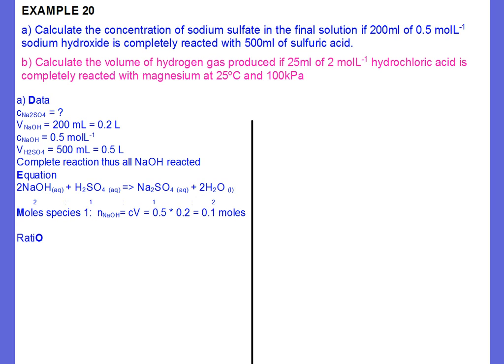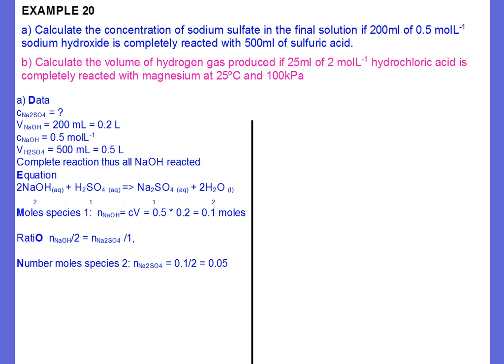Now we use our ratio. The question is asking us to find the concentration of sodium sulfate, so we need to find the ratio between sodium hydroxide and sodium sulfate. That ratio is number of moles of sodium hydroxide divided by 2 equals number of moles of sodium sulfate divided by 1. So to find the moles of species 2, in this case moles of sodium sulfate, it's just going to be moles of sodium hydroxide divided by 2, which for us is 0.1 divided by 2, which is 0.05.